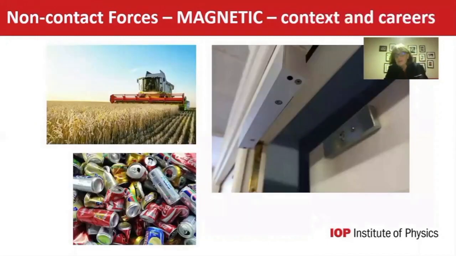In terms of context and careers, well, we can look at a recycling plant separating iron and aluminium cans. We could look at electromagnets used in combine harvesters as a threshing mechanism to reduce mechanical wear and tear. Or if you just look around your school, you'll see electromagnetic door locking mechanisms in different classrooms.